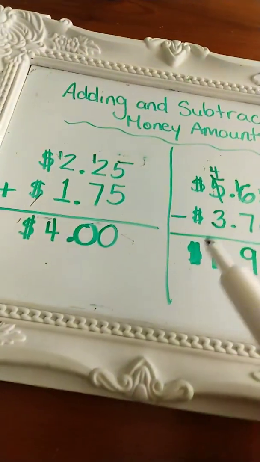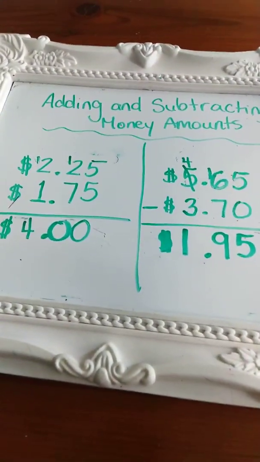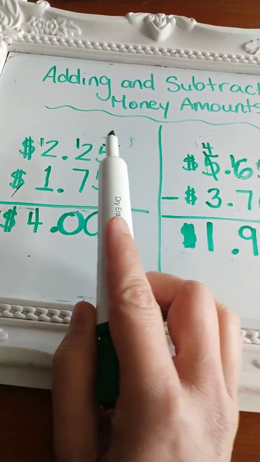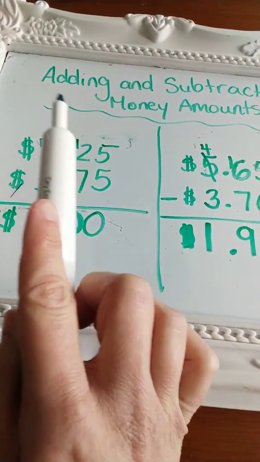That's my answer there. So again, with adding and subtracting, we have to do a little bit of regrouping, but take your time with it. Make sure that you're working from this place value to the next one to the next one.